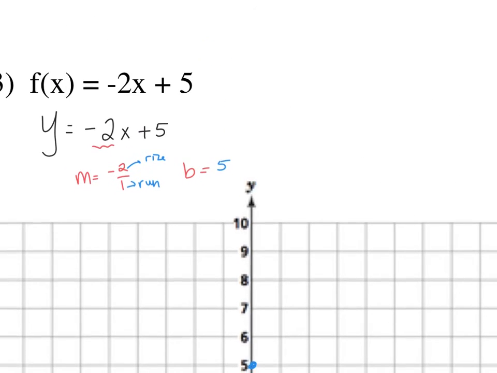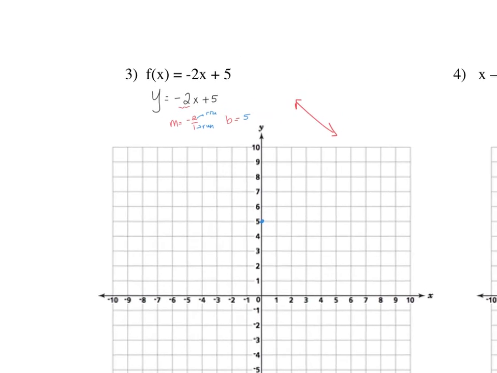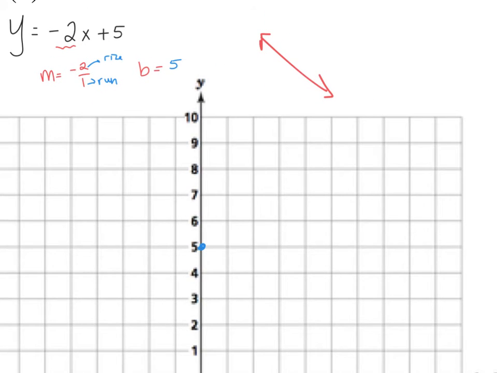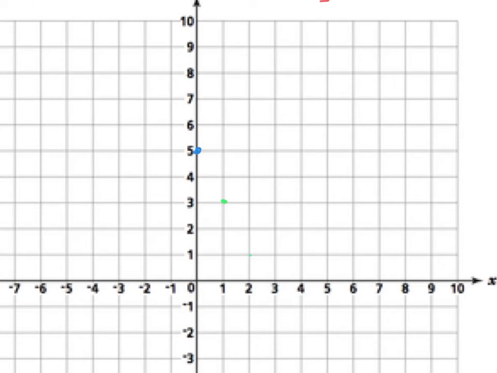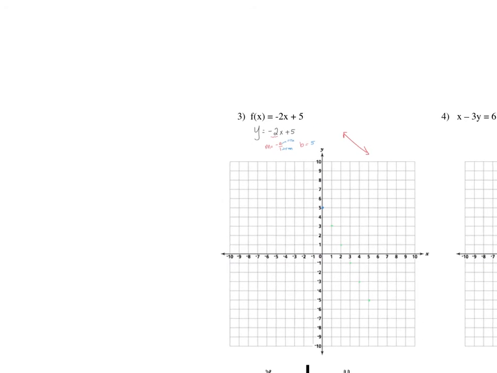When I have a negative slope, my graph is going downhill. So it's going to look something like this. I'm going to go down 2 and to the right 1. Don't go to the left 1, because then you're saying you have a positive slope. Down 2, right 1, down 2, right 1, down 2, right 1. I can go a little further, but I'm not going to.